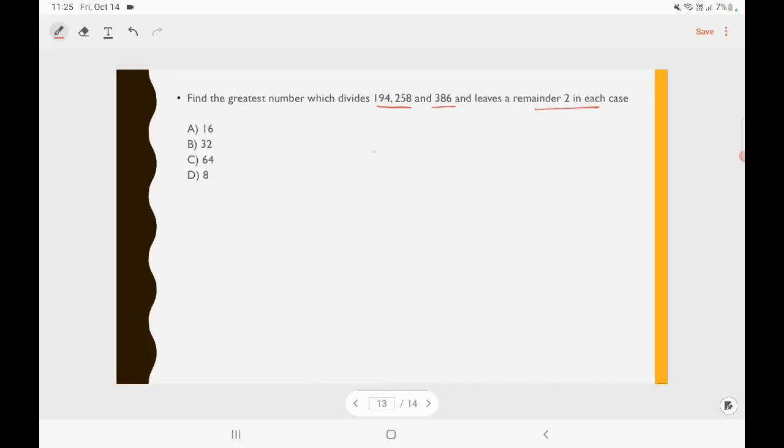That means 192, 256 and 384. How did I get these three numbers? Just subtract the remainder 2 from each of these numbers. This will be exactly divisible by that number, right? So what you need to do is just find out the highest common factor of these three numbers, 192, 256 and 384.